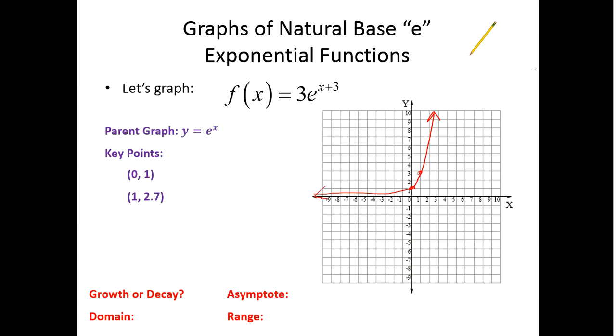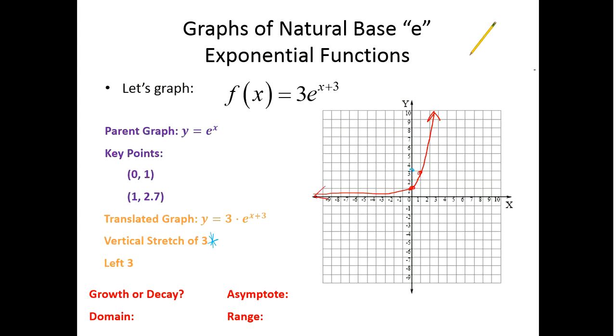Alright, now, translated graph. So this is 3 times e to the x plus 3. So the very first thing we need to do is this vertical stretch of 3. So I'm going to put that in blue here, and then we'll move those dots left 3. So, very first thing, if I take this times a vertical stretch of 3, my 0, 1 is now going to be 0, 3, right? Because if I plug a 0 into this function right here, I'm going to get 1 times 3, right?